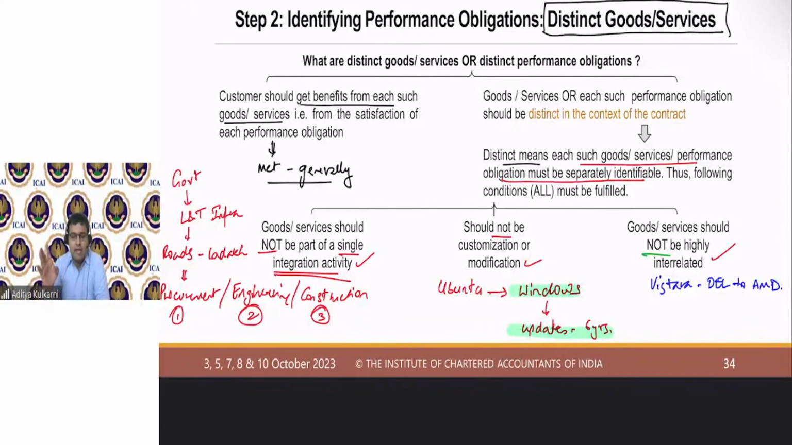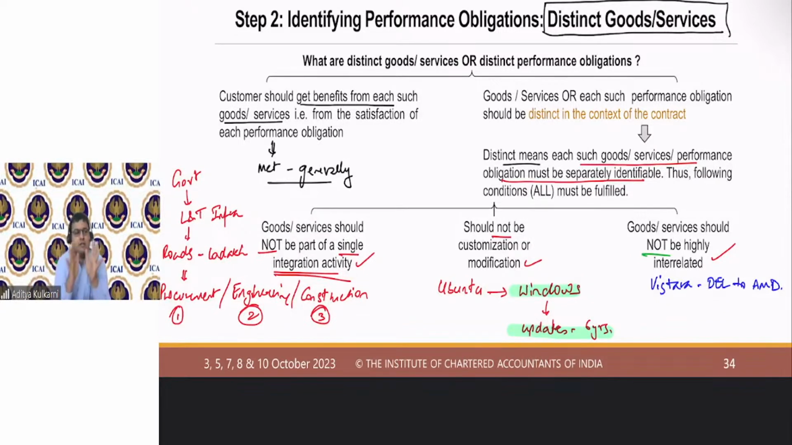And that is why, though they are different services, though they are separate services, they are not distinct in the context of the contract. We will not say dependable on each other. Dependable means it depends on each other. No, they are different. Yes. But in the context of the contract, it is understood. It is meant to be understood.